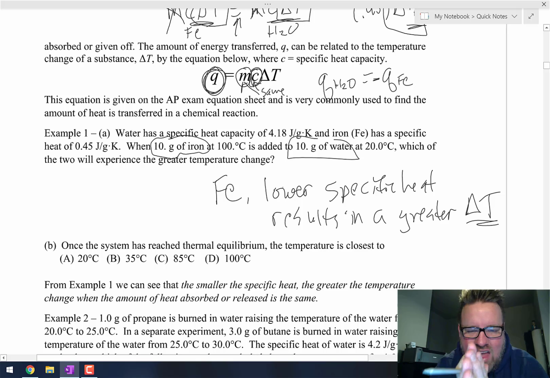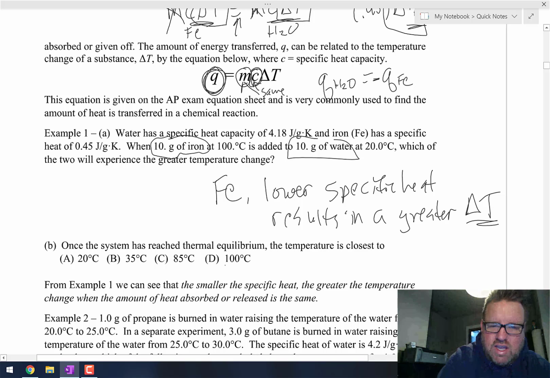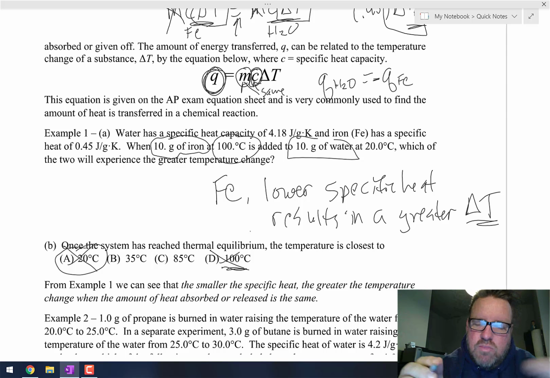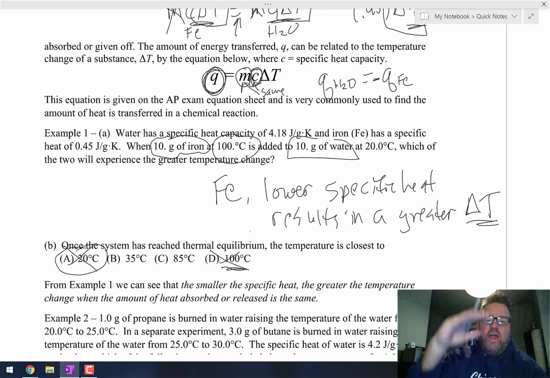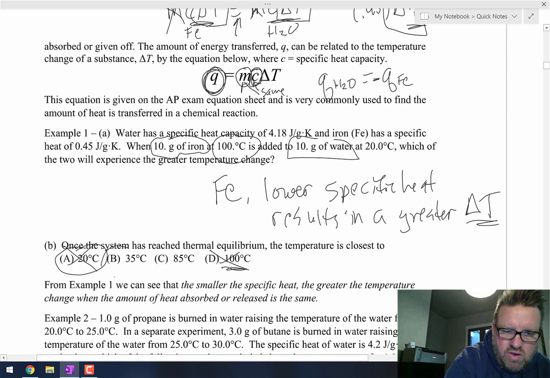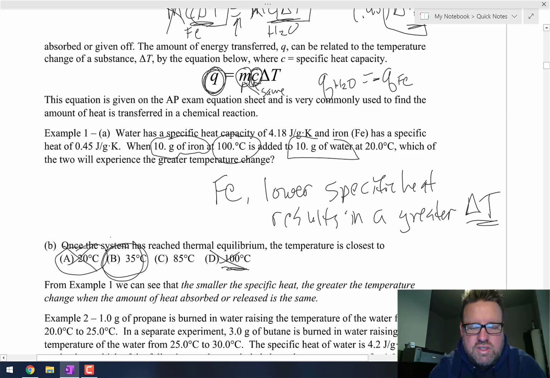Once they're together and the temperature is the same, is it going to be 100 degrees? No, that's way too hot. Of course it's not going to be 100 degrees. Is it going to be all the way down to 20 degrees? Again, of course not. It's not going to drop all the way down to just the regular temperature of the water. So it's either got to be 35 or 85. But we just said that iron's temperature is going to change much more than water's is. So iron starts at 100, the water starts at 20, but the iron's going to drop much, much more than the water is. So the correct answer would have to be 35 degrees.